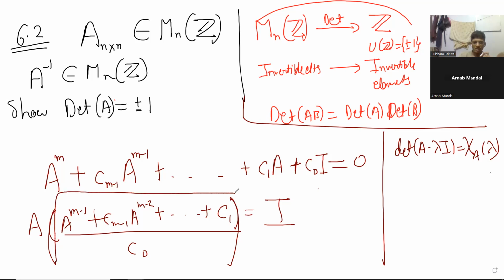But our question is that this is given to be integer. This is given to have integer coefficients. This is a matrix, remember? And then we want to prove that C naught is plus minus 1. That is not clear from here. Good.